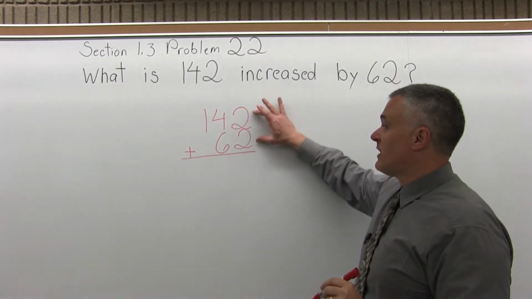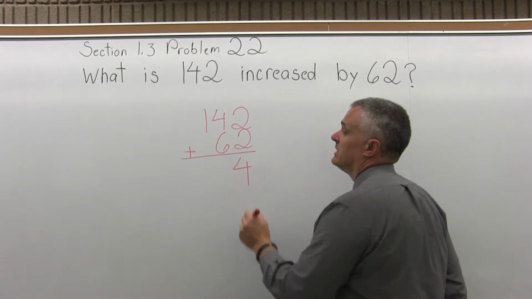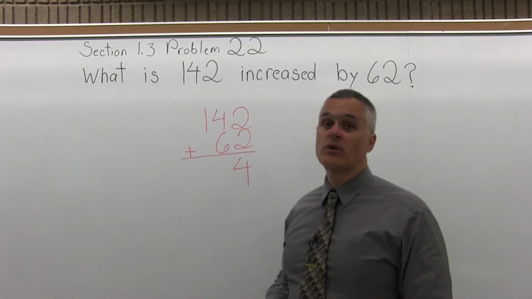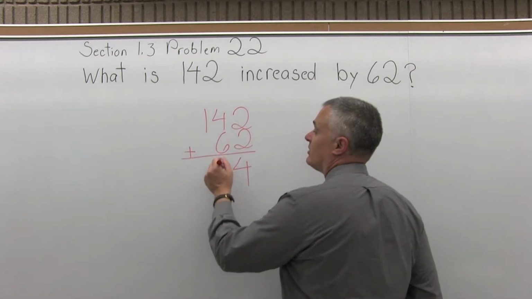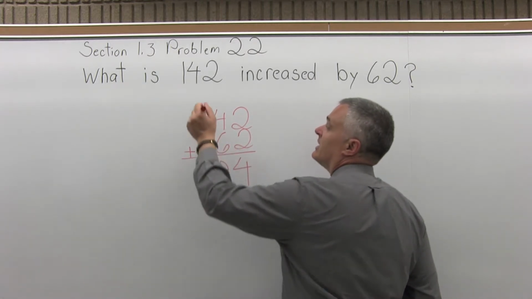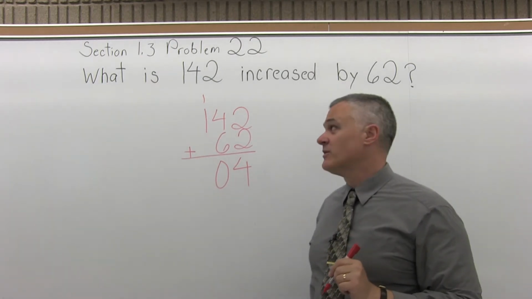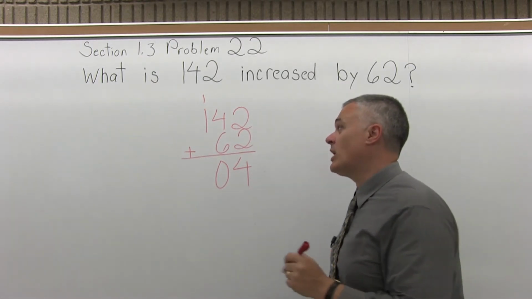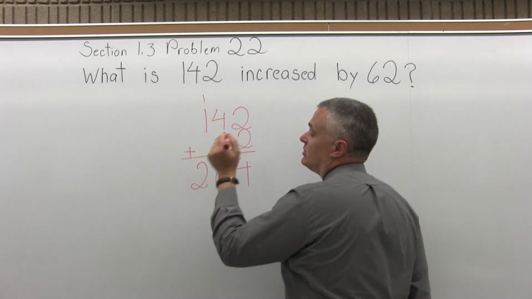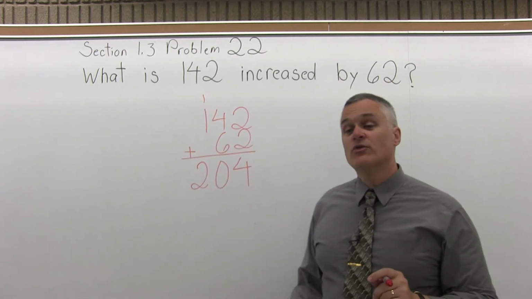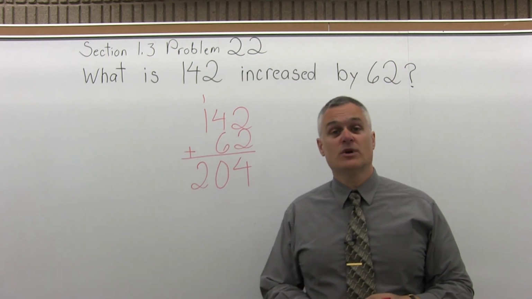And now the far right column of digits, 2 plus 2 is 4. The next column of digits, 4 plus 6 is 10. So for 10, I'll write the 0 from the 10 under the column of digits that I just added, carry the 1 from the 10 to the top of the next column of digits, and I add 1 plus 1, plus nothing under the 1, just 1 plus 1, so that gives me 2. So the answer is 204. So 142 increased by 62 is 204.